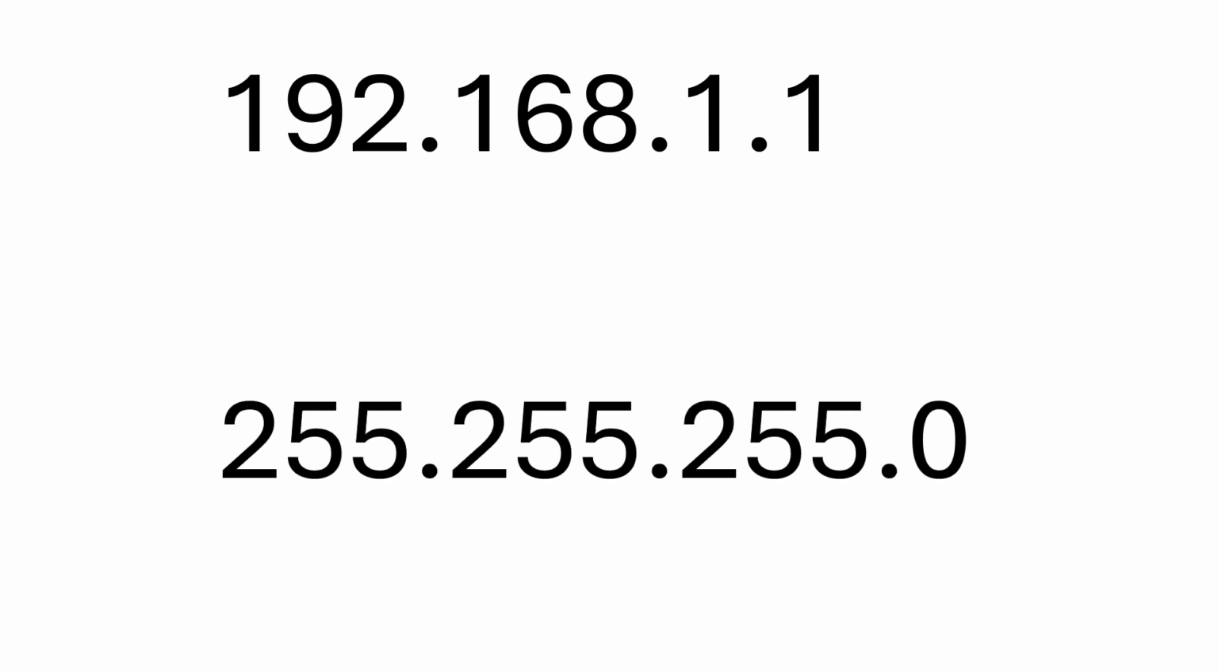For a class A IP address, the default subnet mask is 255.0.0.0. For class B, it is 255.255.0.0. And for class C, it is 255.255.255.0. The IPv4 address that we see above is a class C address. So the default subnet mask for it is 255.255.255.0. Keep in mind that this subnet mask can be customized. We will learn about it in one of the future videos.